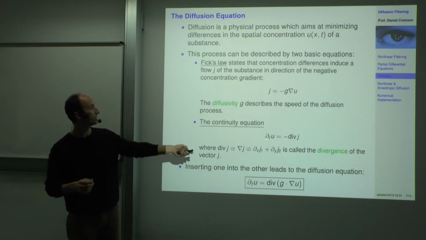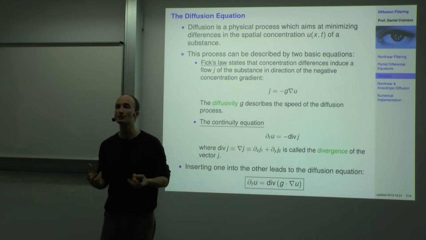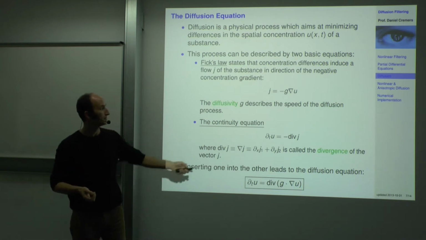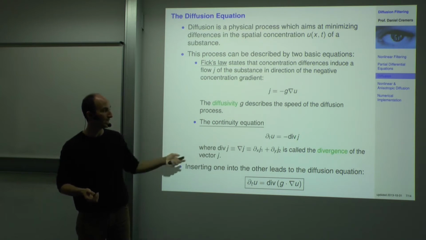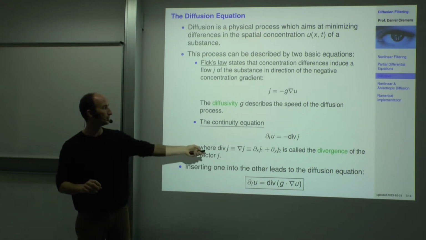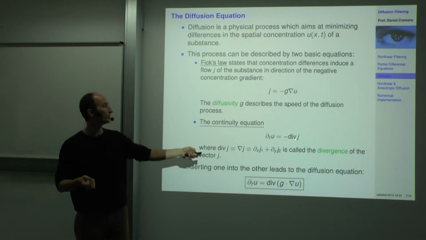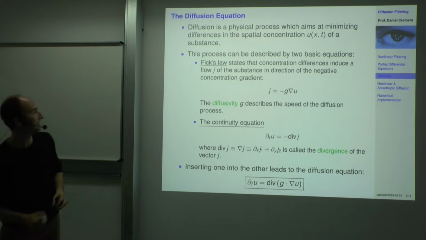The second equation is the continuity equation. It essentially says the overall substance has to be the same in total, and that means if you have a flow of substance somewhere and the flow changes, so more substance coming in than going out, for example, then the substance amount at that location will increase. Or if there's more flow going out than coming in, then the substance will decrease.